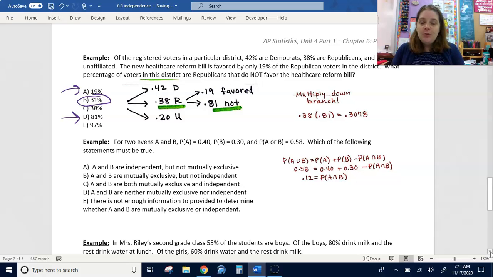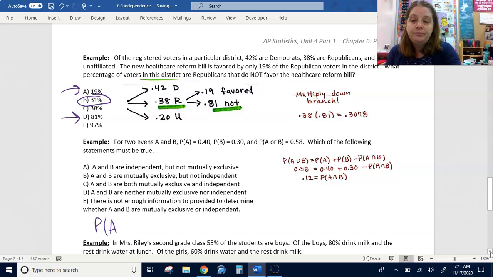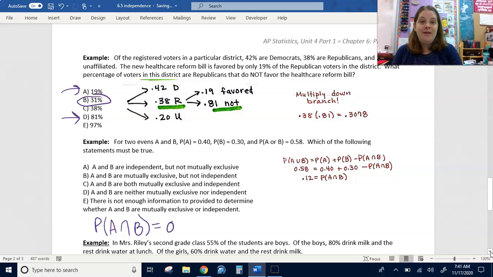A and B, the probability of A is 40%, the probability of B is 30%, and the probability of A or B is 58%. Which of the following statements must be true? All right, and there's statements about independence and mutually exclusive. And what I know about independence and mutually exclusive is that both of those statements depend on either the conditional probability or they depend on that and. Like at least with mutually exclusive, if they're mutually exclusive, I know that the probability of A and B has to equal 0. Okay, so I need that and.